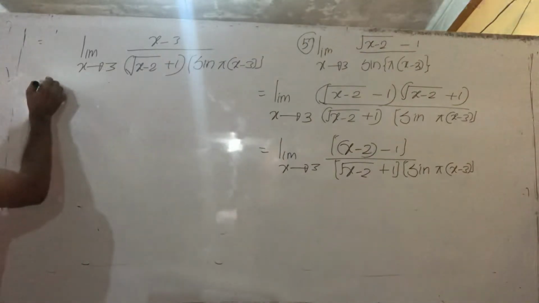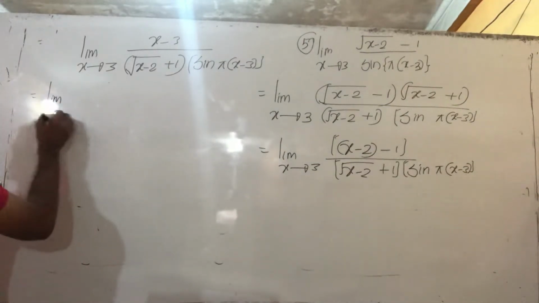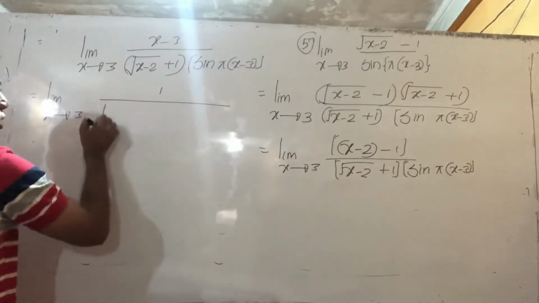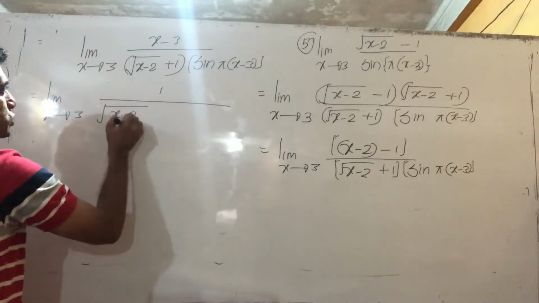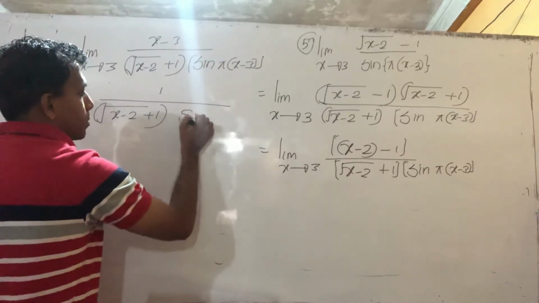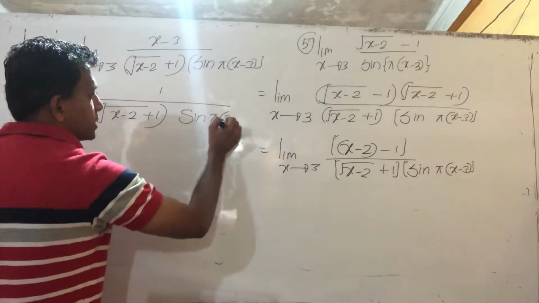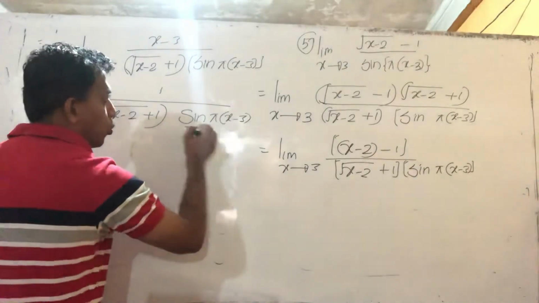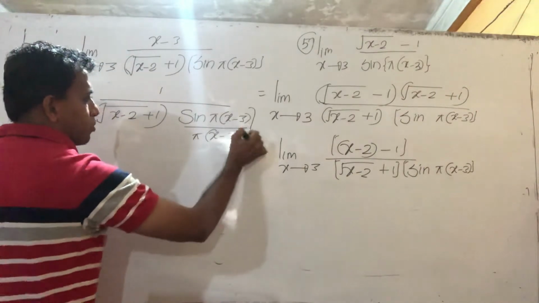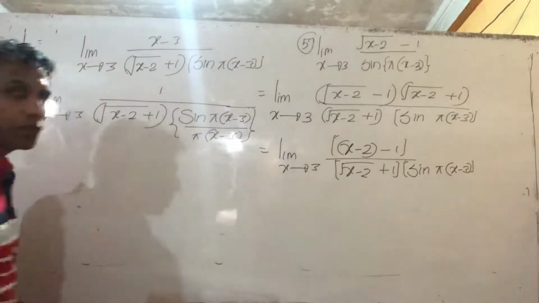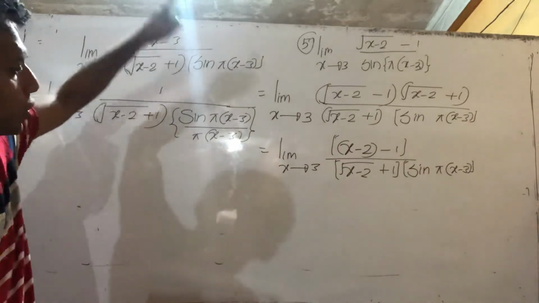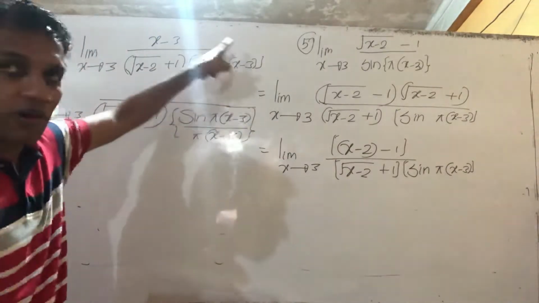So how is that? Limit x tends to 3, 1 over square root of x minus 2 plus 1, and write the other part in the sine theta over theta form. Is it okay? Check now the accuracy, or any additional part to be removed. See, this is okay. This x minus 3 is shown down here, okay? It goes up as a fraction over fraction.